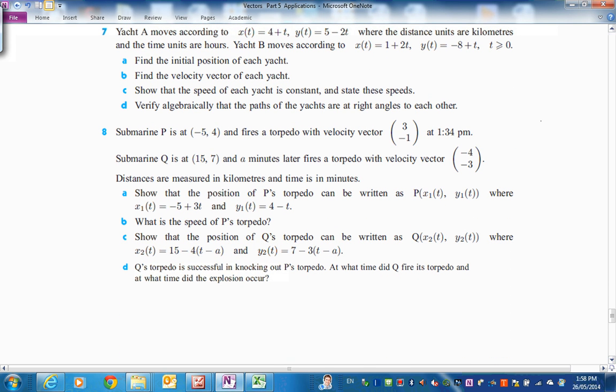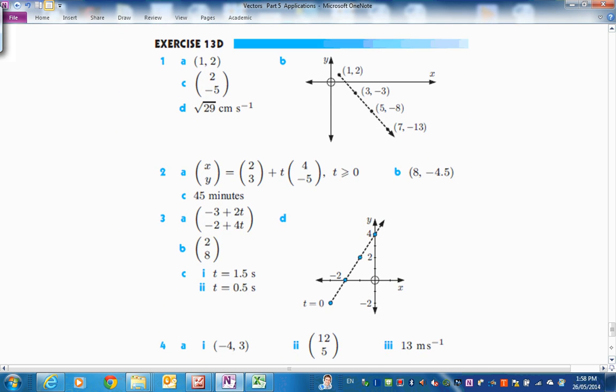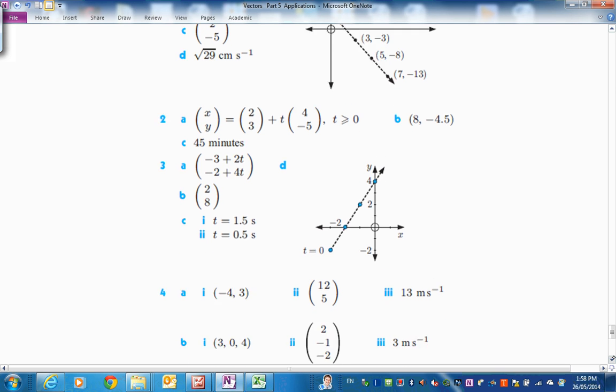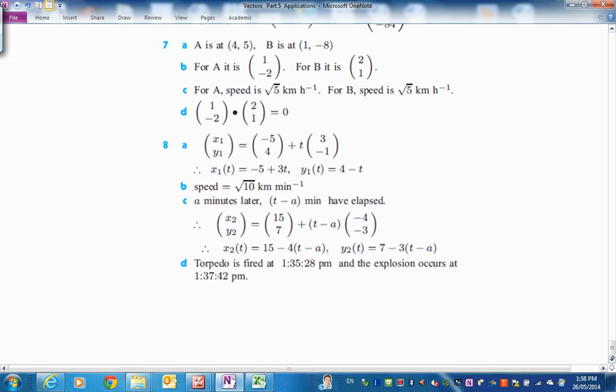Okay. This is a good problem, submarine problem here. Finding when the two torpedoes might actually knock each other out. So have a go at that one. I'll put the answers up now. Question 4. Rest of question 4. Okay, 7 and 8. So we've got some stuff going on there, and it's exciting.